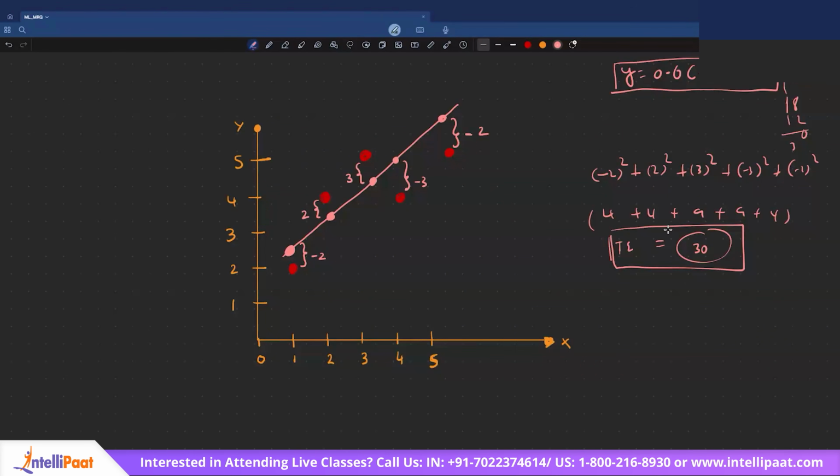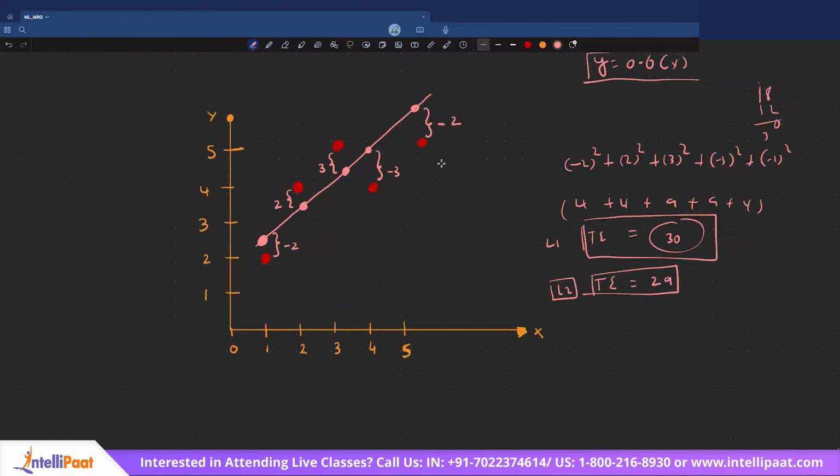Are you sure this is the best possible line in the entire data that you have? No. If I rotate the line slightly to the bottom, isn't it possible that the total error now will be 29? Slight rotation gave me the error as 29. And we want the error to be as minimum as possible. So will you choose line number 1 or line number 2 as the best fit line?